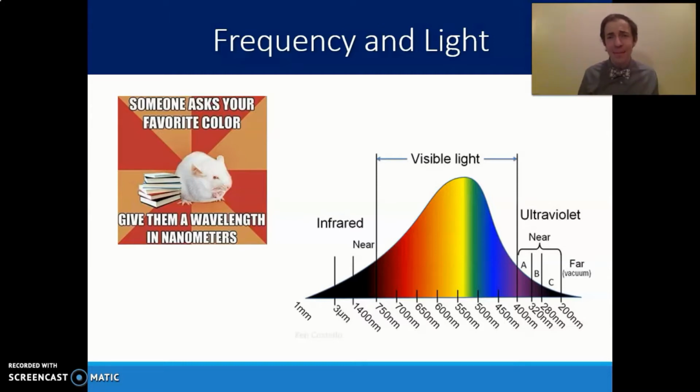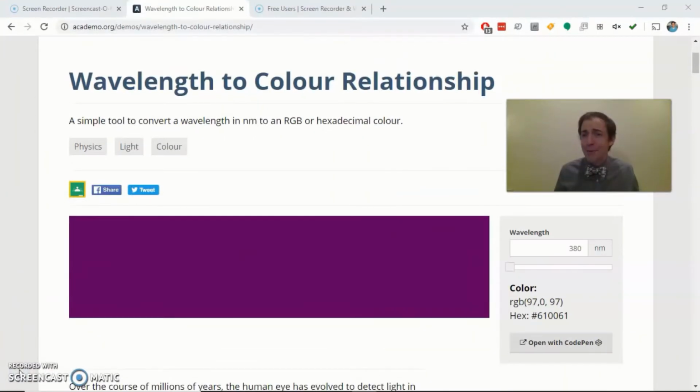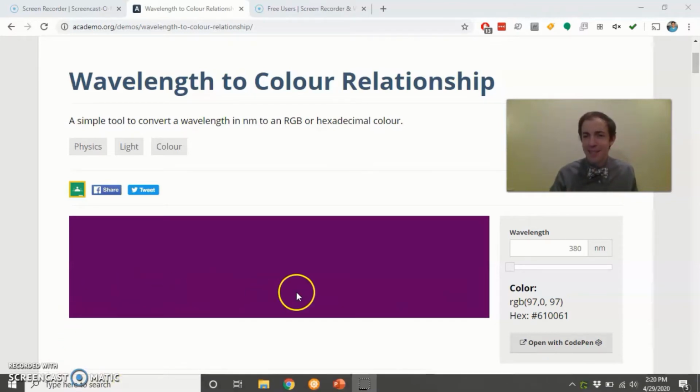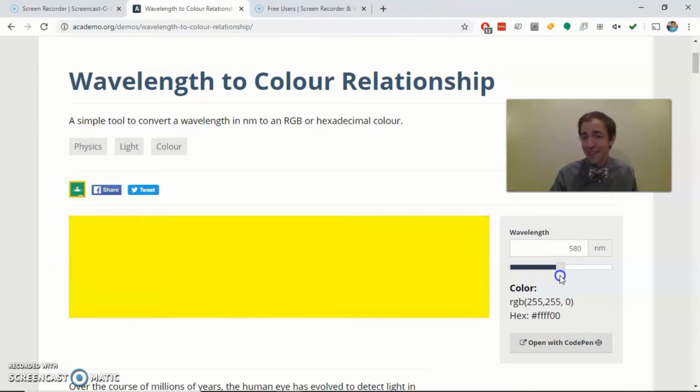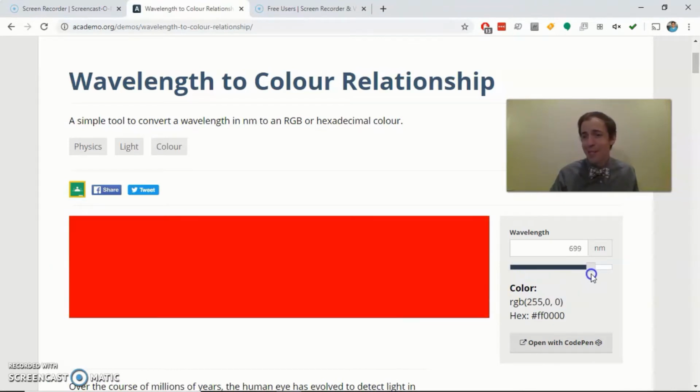Now, a lot of times, instead of frequency, these different wavelengths of light are interpreted as a wavelength in nanometers. And you can actually create any different color of light using a nanometer wavelength as seen here. Here's a great example of what that wavelength to color relationship actually looks like. On this website, there is a slider that allows you to change the wavelength that you're talking about. Notice as I increase the wavelength, I'm going from purple all the way to red.